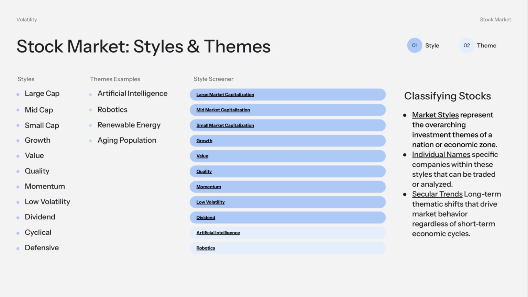Growth stocks trade at a premium because of future potential, while value stocks trade at a discount relative to their current fundamentals. Quality. This refers to a company's financial health, such as low debt and consistent profitability. Price action. Momentum and low volatility. Momentum focuses on stocks already trending higher, while low volatility targets stocks with steadier, less erratic price movements. Income. Dividends. This identifies companies that regularly return a portion of their earnings to shareholders.